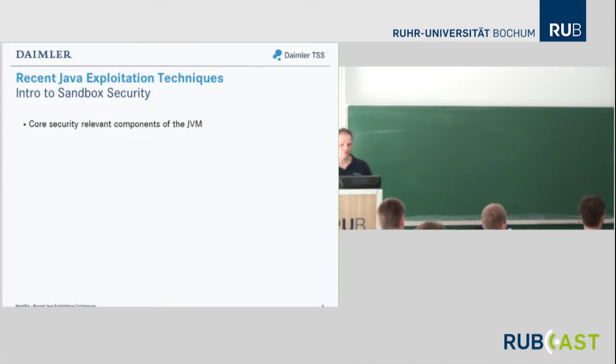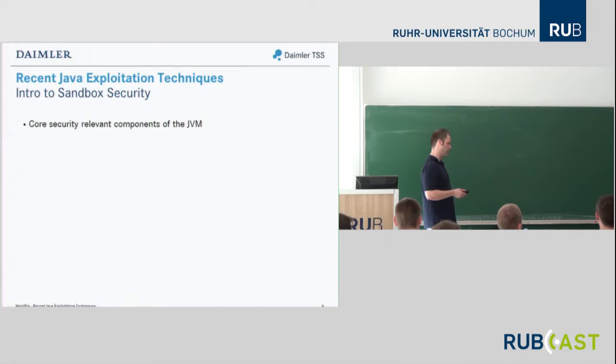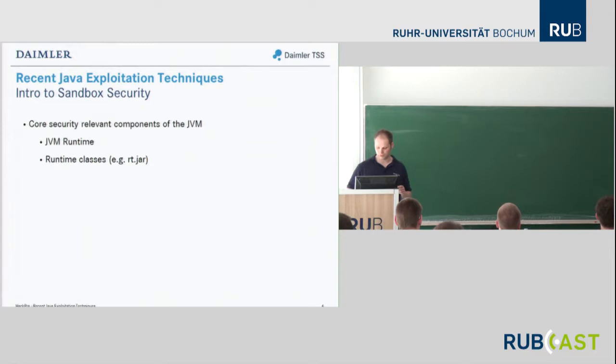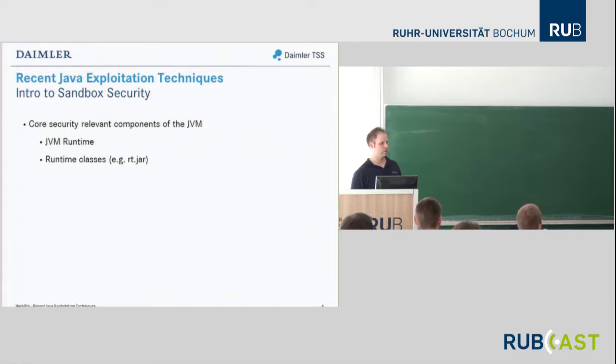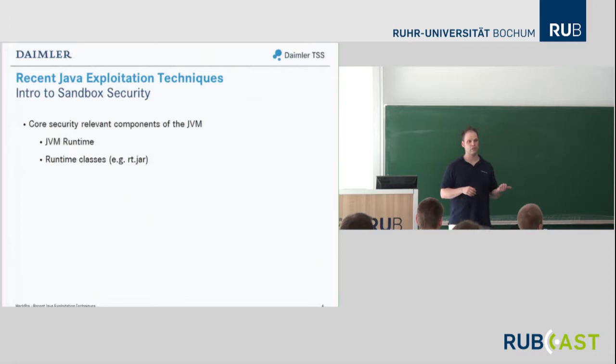So, the core security components of the JVM, the components which are, let's say, really interesting for writing Java exploits. First of all, you have the JVM runtime. It's written in C, so it's a JVM, HotSpot, for example, is one. You have the runtime classes. If you look in your JDK or JRE folder, C:\Program Files\JDK or JRE, under the lib folder there's an rt.jar. There you find all the core classes, for example java.lang.Class, java.lang.Object, whatever you want. Everything is in rt.jar.